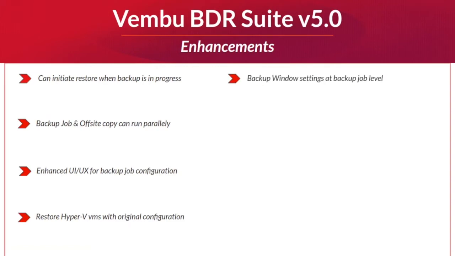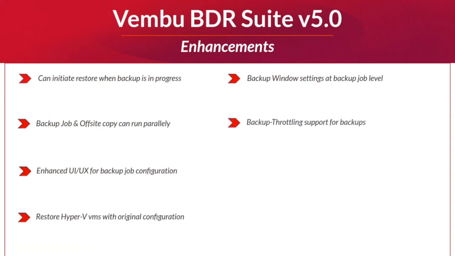You can restore the original configuration of the Hyper-V VMs back to the host. Then we have backup window settings at job level. Previously the window setting was configured at the entire backup server level, for example if you don't want to run any backups. Now you have this window setting at the backup job level. For example, if you don't want a backup job to run from 6 p.m. to 12 a.m., you can configure that in the backup job itself, in the job level settings. Some backups you can allow to run in this window time, and you can change the settings.